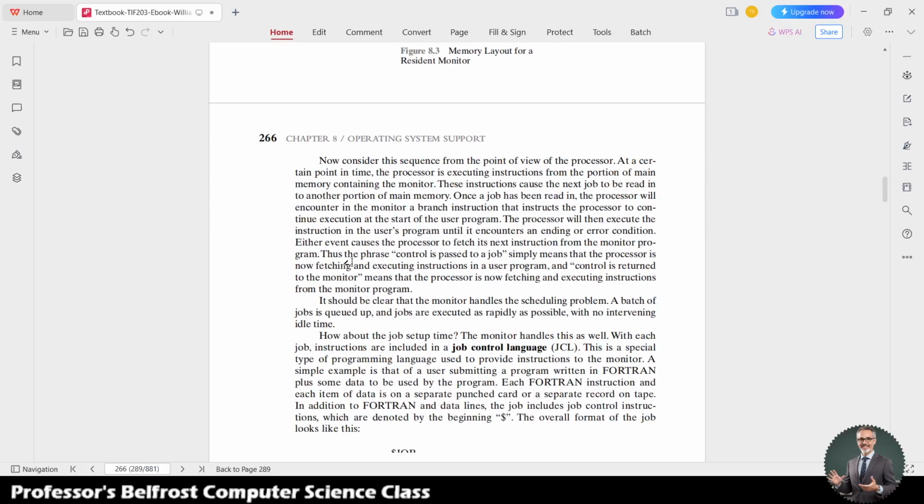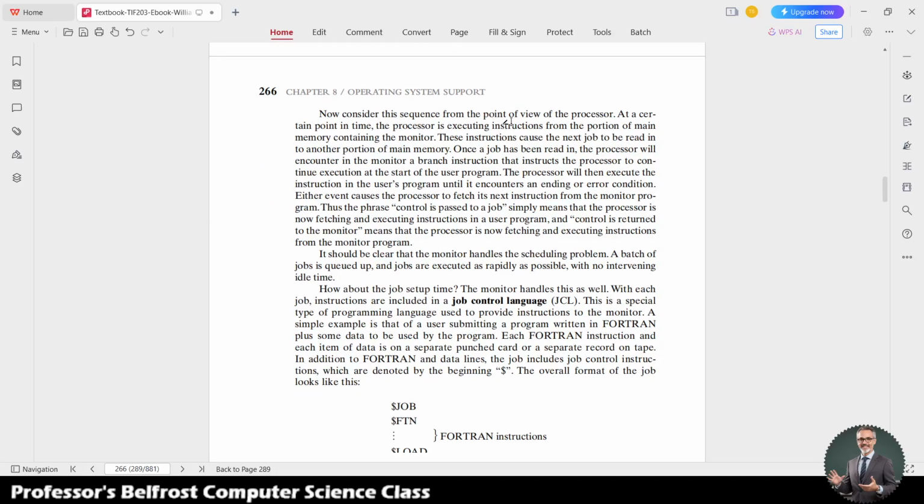From the point of view of the processor, at a certain point in time, the processor is executing instructions from the portion of main memory containing the monitor, and this instruction causes the next job to be read into another portion of main memory. The processor then executes the instructions in the user's program until it encounters an ending or error condition.